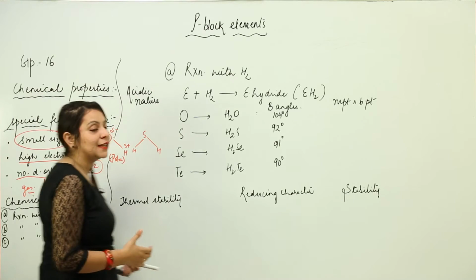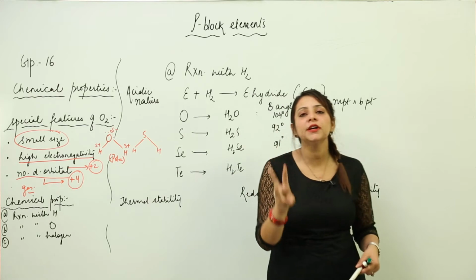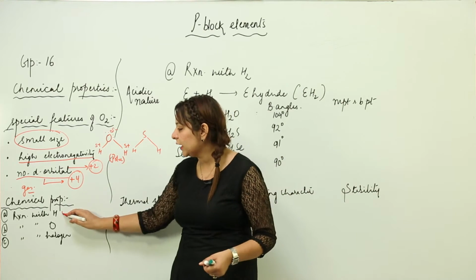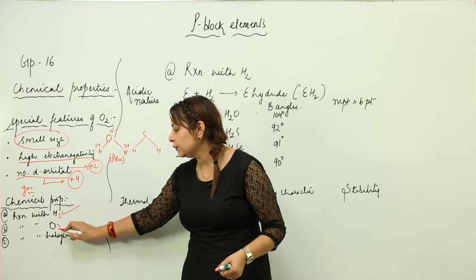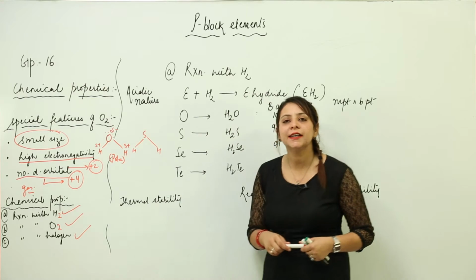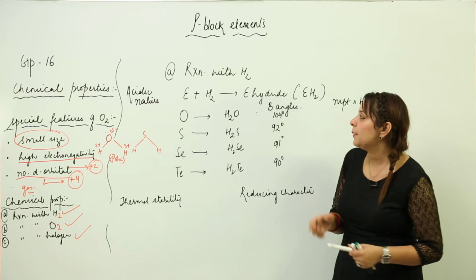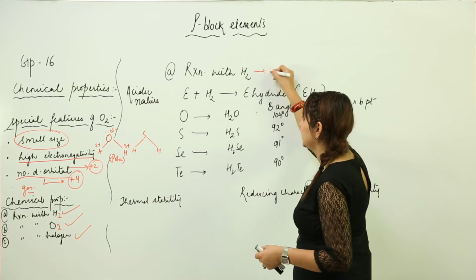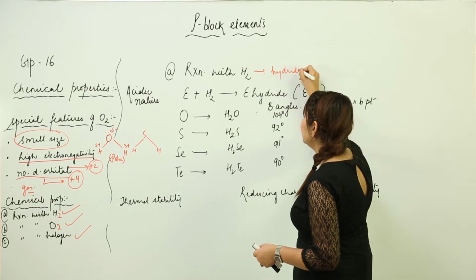So now we are going to start with the chemical properties. Three important chemical properties we have for group 16. First is the reaction with hydrogen, second is the reaction with oxygen, and third is the reaction with halogen. So first we are starting with hydrogen. We know that anything when reacting with hydrogen forms the respective hydride.